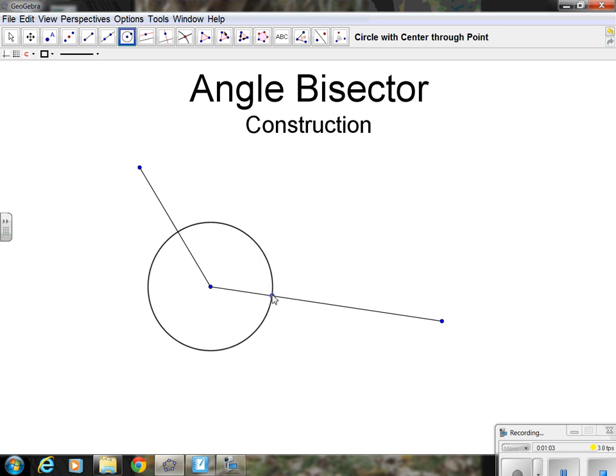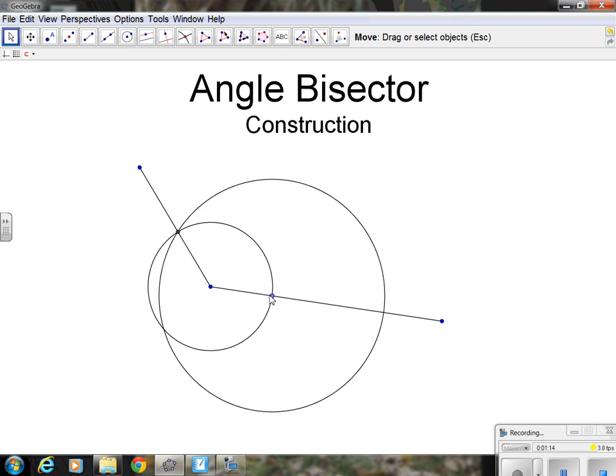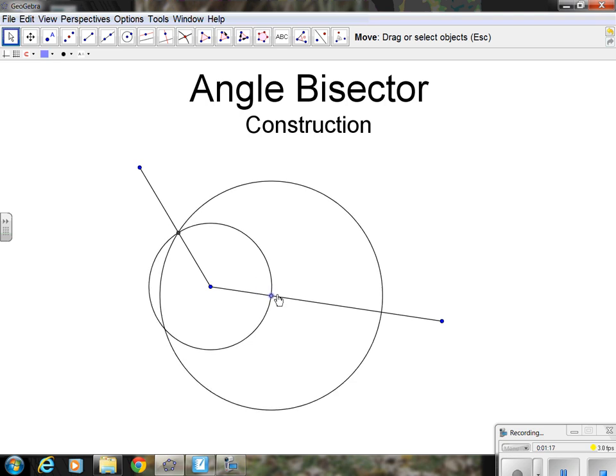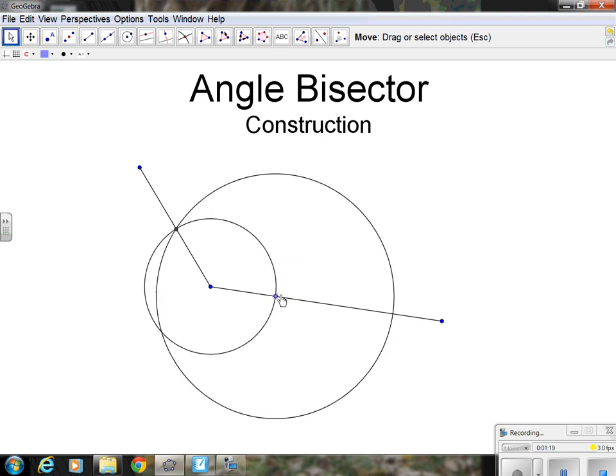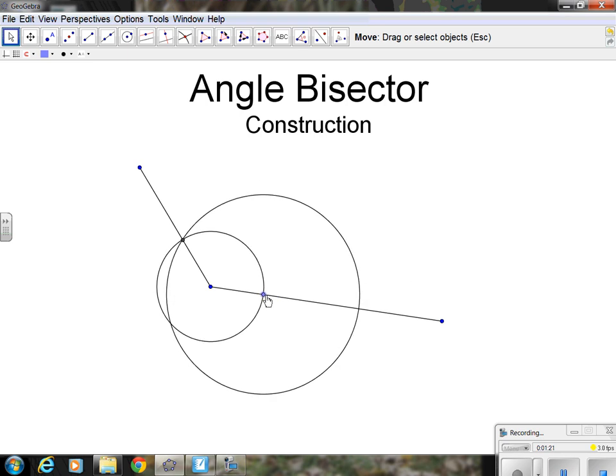Well, if I make another circle from this point over to this point, and I probably should have put a point there first to make sure they clicked, but hopefully if I move this, that's moving with it. That means I got it on the right spot.